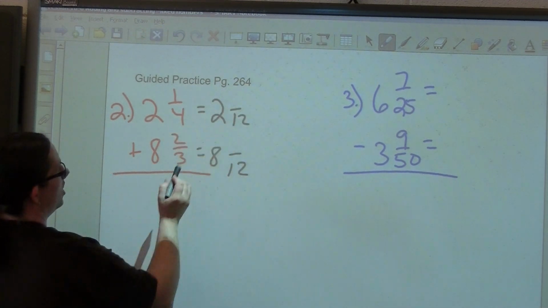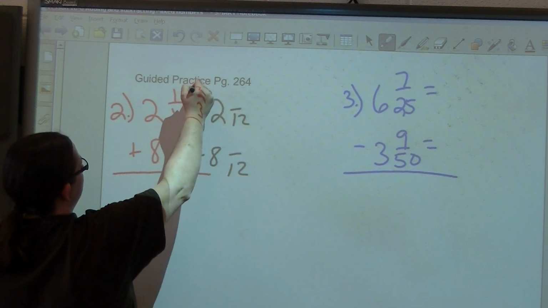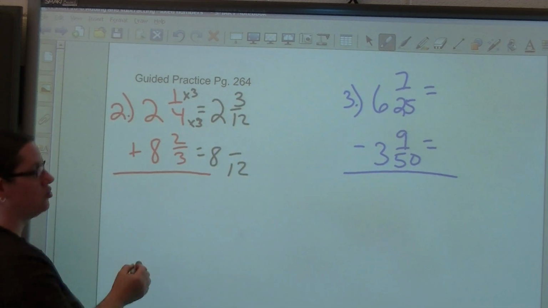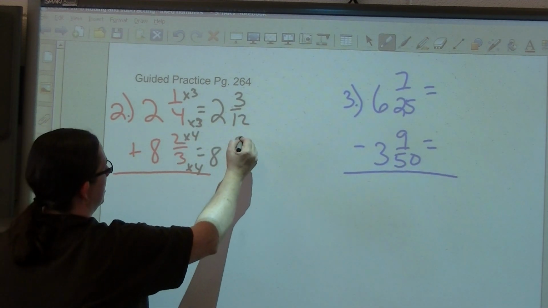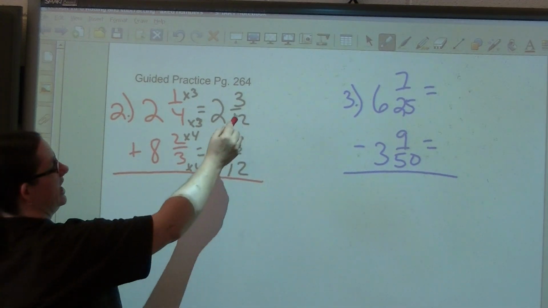Okay, so 4 times what gives me 12? 3. Good. And 1 times 3 gives us what? 3. Excellent. 3 times what gives me 12? Times 4. 2 times 4 gives us what? 8. Okay, now we have our common denominators. Now we can add our fractions.